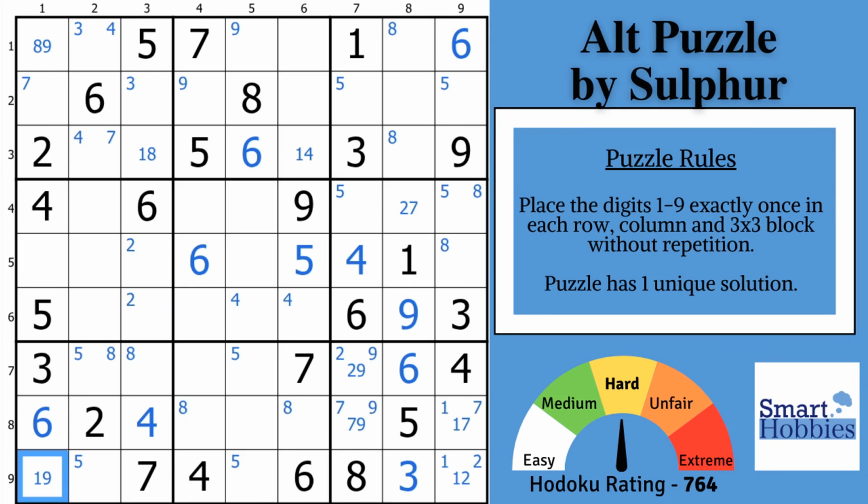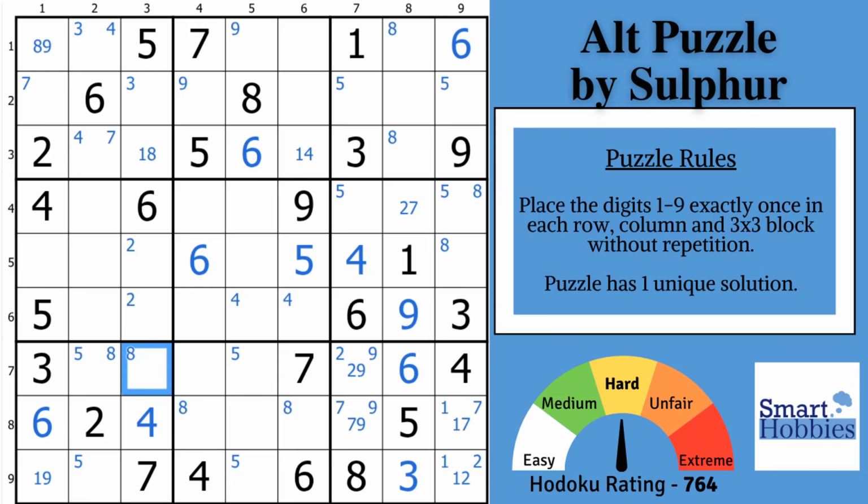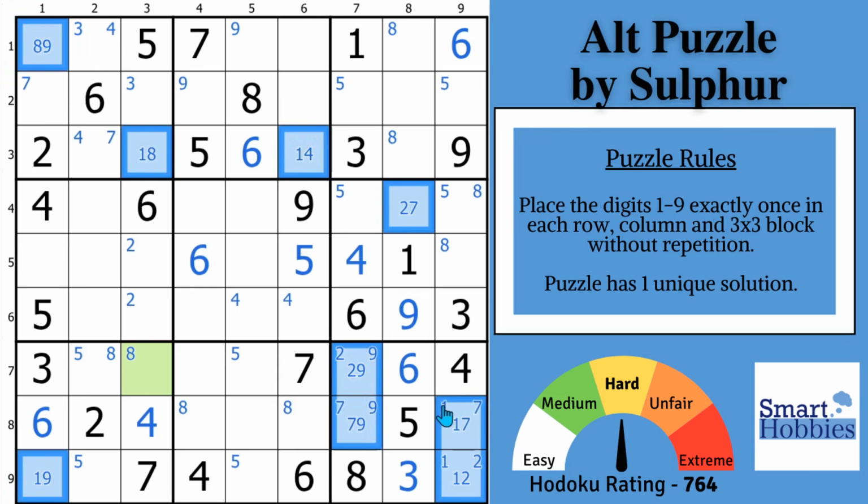And tip number 4 is you want to look for 3 paired possibilities of 3 candidates where 2 of the cells see the third one. That is a definition of an XY wing. And I'm going to tell you, this cell right here is very important. If we can solve this cell, then you're going to be able to make some more progress in the puzzle. And so you're going to look at all these bivalue cells. I'll kind of highlight them for you and see if you can find an XY wing. Well, I'll give you a few seconds.